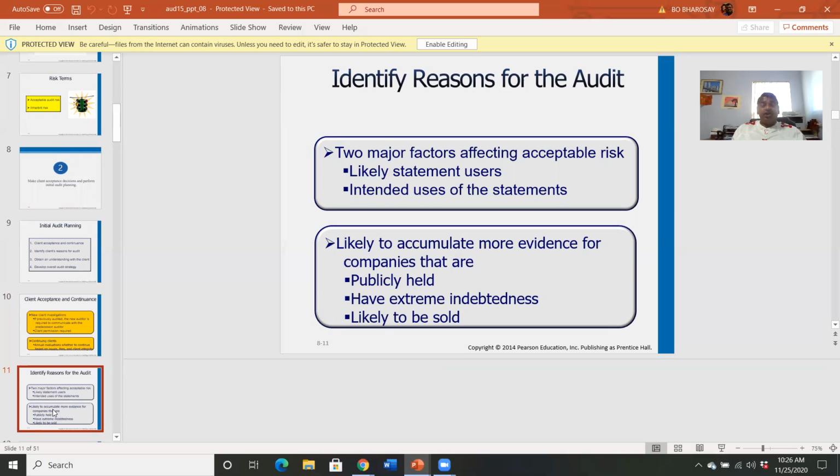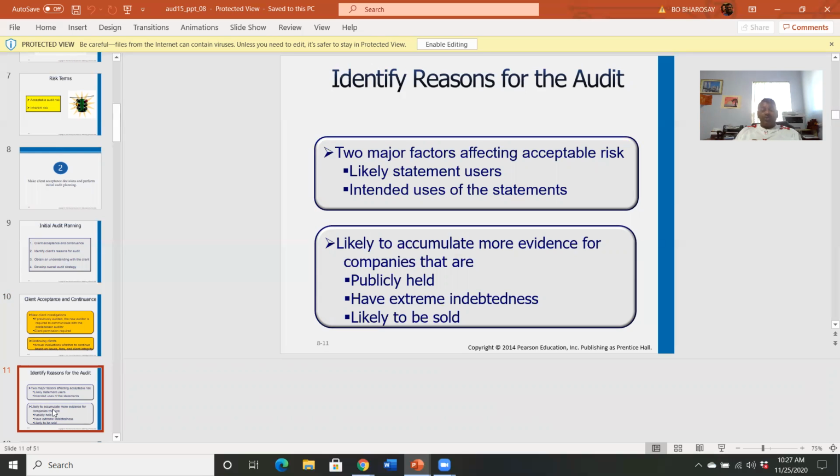Identify the client's reason for the audit. Two major factors affecting acceptable risk. Likely statement users: who are going to use the statement? I gave you two examples before. If the client is getting into a minority business certification, your exposure is not that great. On the other hand, if the client is going public, your exposure becomes tremendous because they're raising millions of dollars.